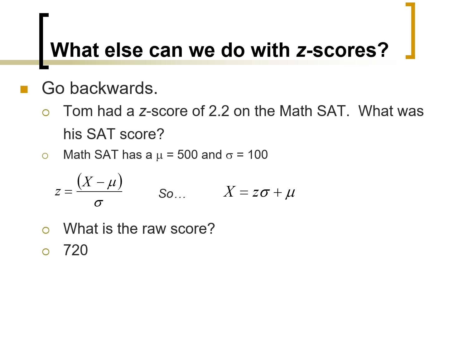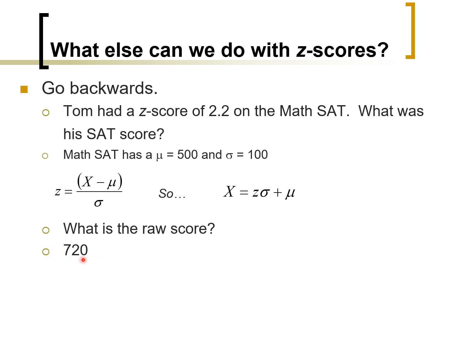We can see that our z of 2.2 times our population standard deviation of 100 gives us 220, plus our population mean of 500 gives us the raw score of 720 on this person's math SAT. So once again, the raw score of 720 on the math SAT.